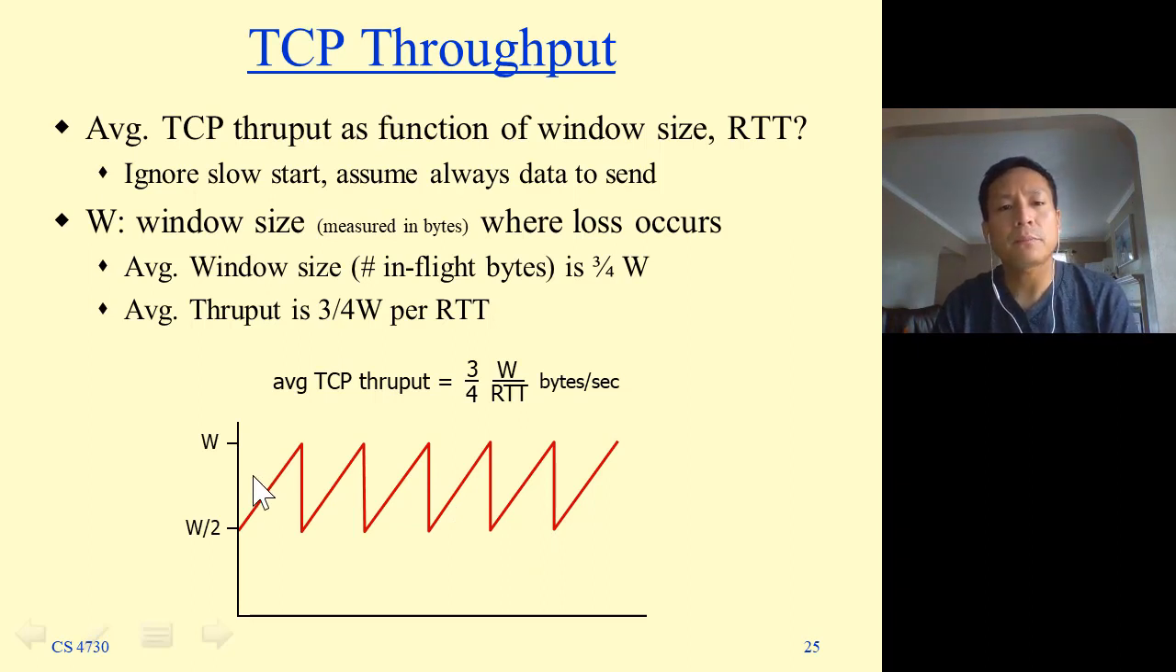So actually, if we see this shape, what is the average window size? The average window size will be this line, right? This line is on average about 3/4 of W over RTT, right? So the average TCP throughput is going to be this line, which is 3/4 W over RTT. Make sense? That's the average TCP throughput.